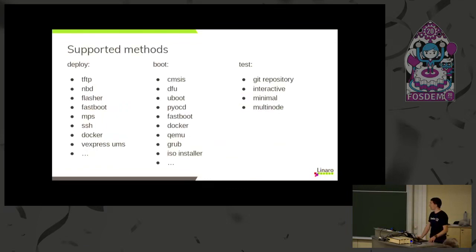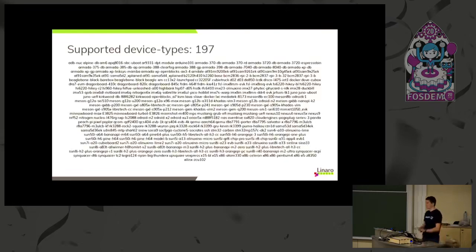We do support many deploy, boot, and test methods that I won't explain here. That's not the point. And the same, we support many devices, different device types. That's the actual list. So there were 197 different types of boards. I'm saying that just to explain that if you want to test LAVA itself, you have to test on 197 different boards, which is difficult.